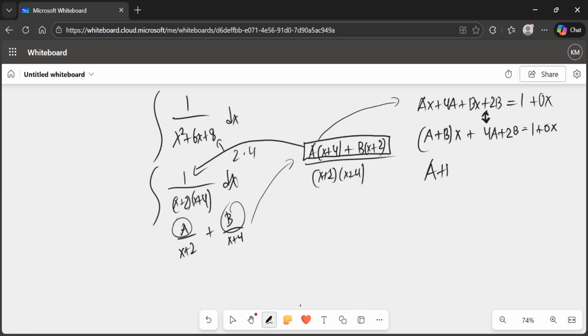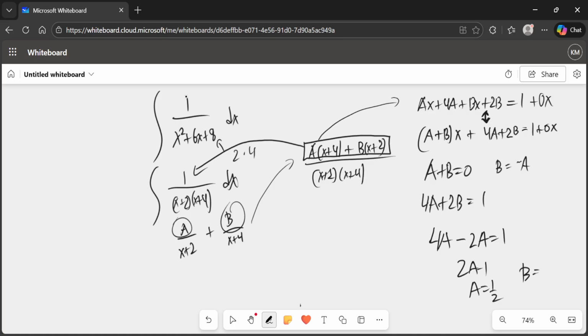That means a plus b has to equal 0. At the same time, 4a plus 2b equals 1. And all of a sudden, we have a proper system of equations. So we could say b equals negative a. So 4a minus 2a equals 1. So you get 2a equals 1, a equals 1 half. Okay, and then b equals negative 1 half. So now we actually know what we can decompose this to, right?